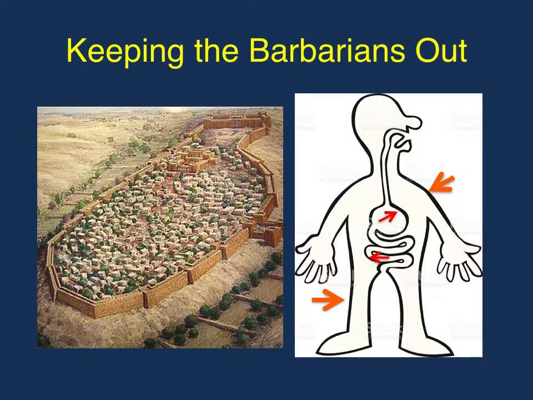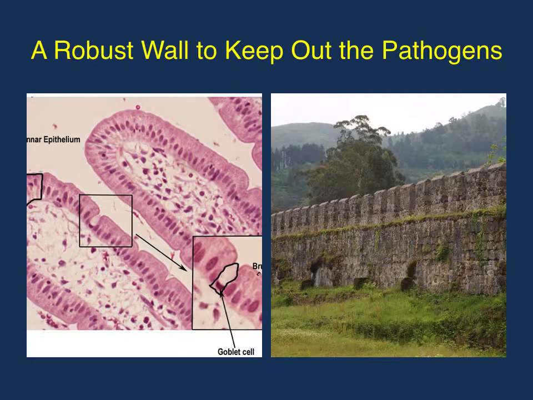You see an ancient fortress surrounded by walls. In this case, both our skin and our GI tract lining are designed to keep out common pathogens. A robust wall keeps out the pathogens. For the GI tract, the columnar epithelium provides a wall to keep out invaders, unless it is overwhelmed by a powerful pathogen, such as either Salmonella or Clostridium difficile.